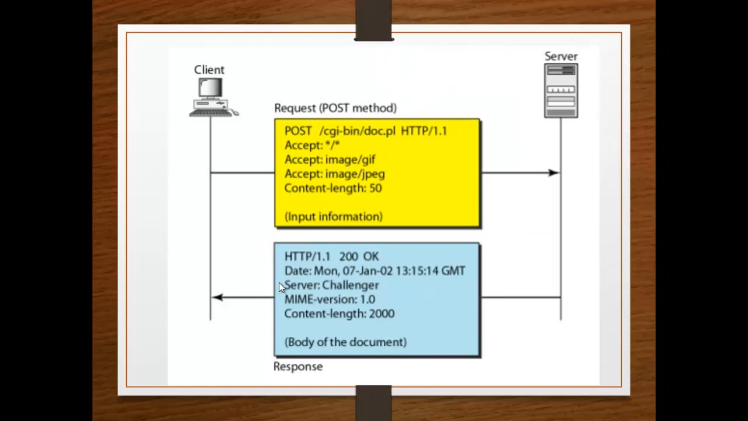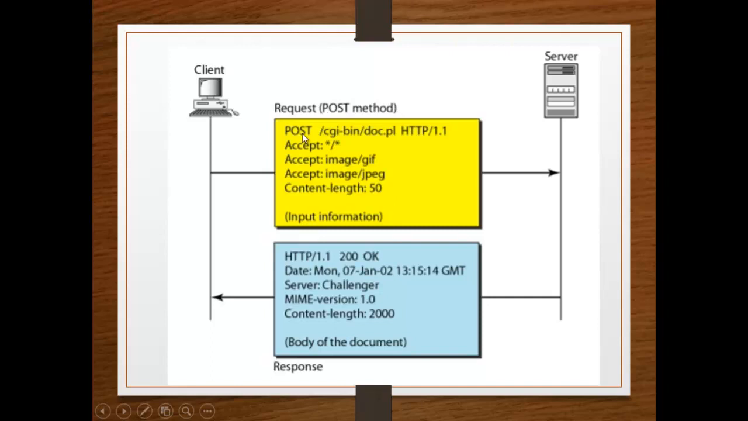So this is a simple example showing you the response and the request message. As a user, we will not be able to view these messages. These messages are exchanged between the HTTP client and the server. As a result of these exchanges, we will be viewing the web page only. But this is the format of the message which is being exchanged between the client and the server.